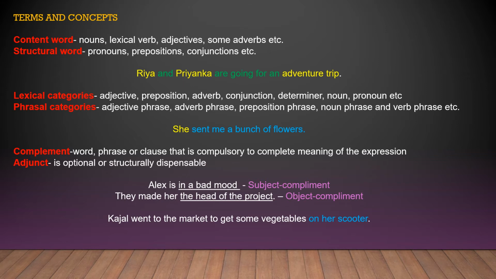So in this sentence, "She sent me a bunch of flowers," we have "she." She is a noun, and she here stands individually as a phrase. Okay, and then "sent me a bunch of flowers." This whole blue part of the sentence will be considered a verb phrase, because we have the main word here, sent, and sent is a verb, that's why it's a verb phrase.